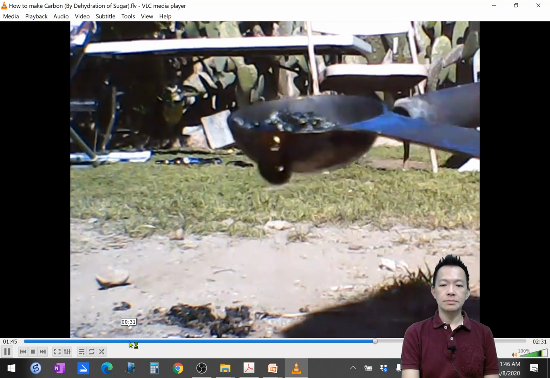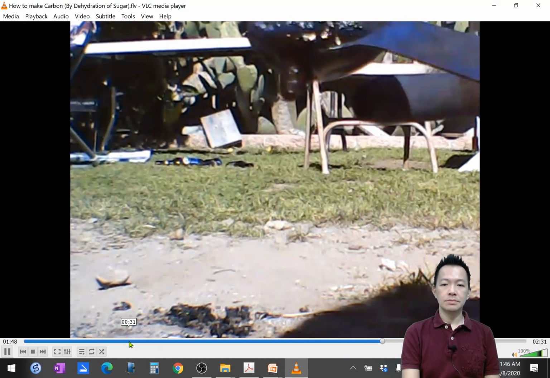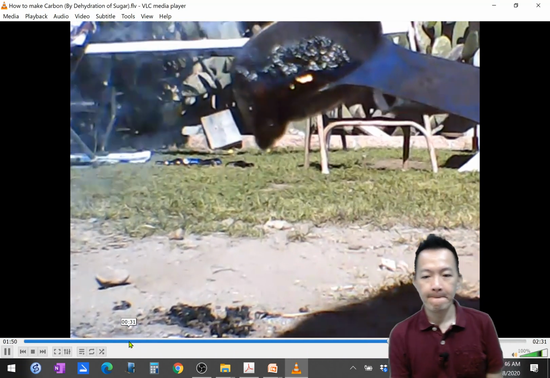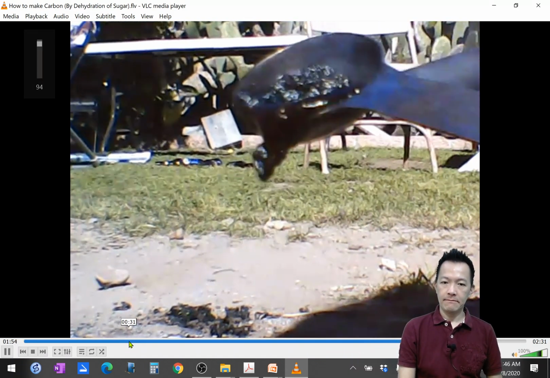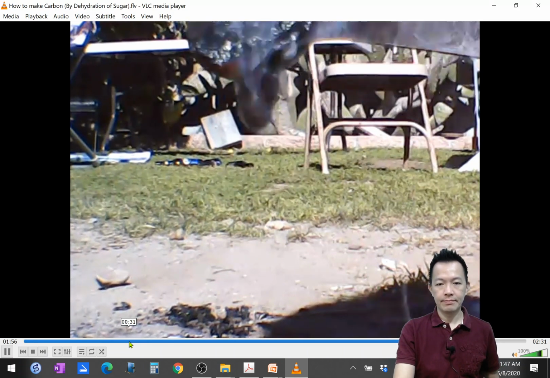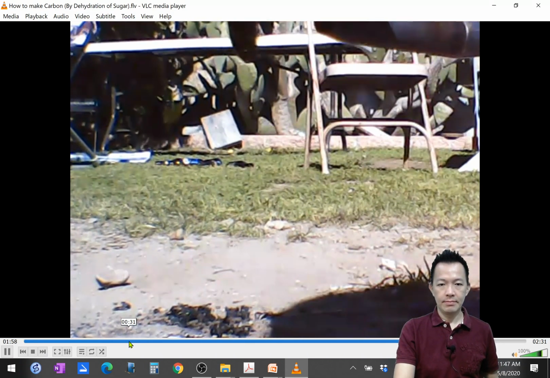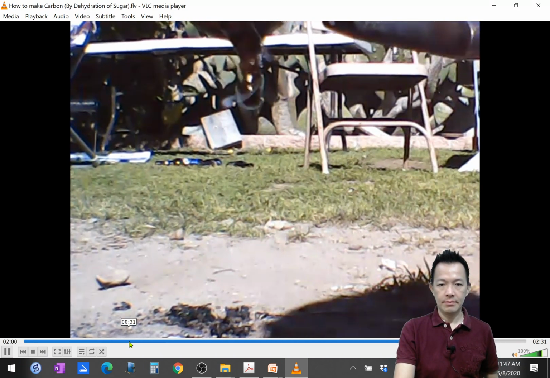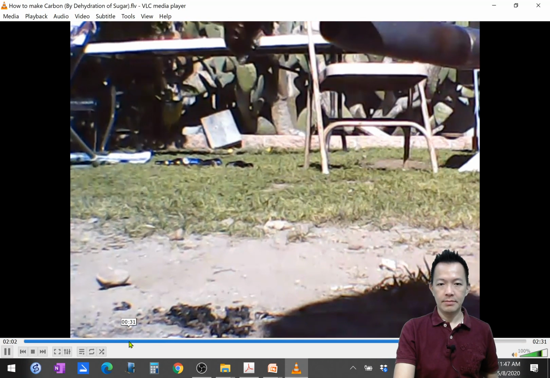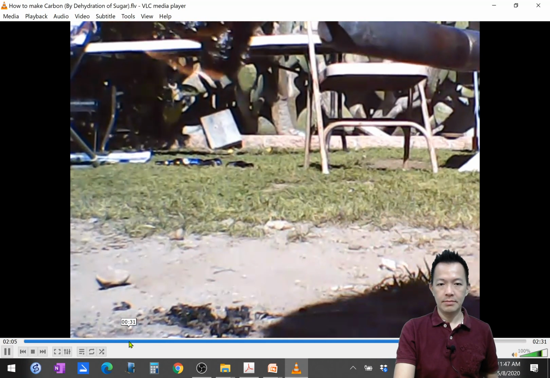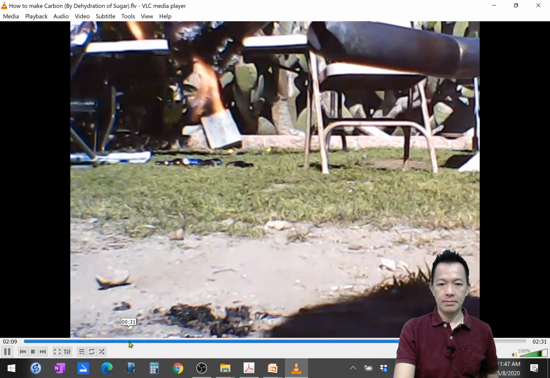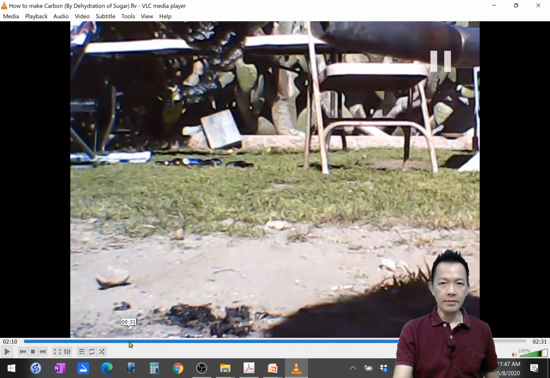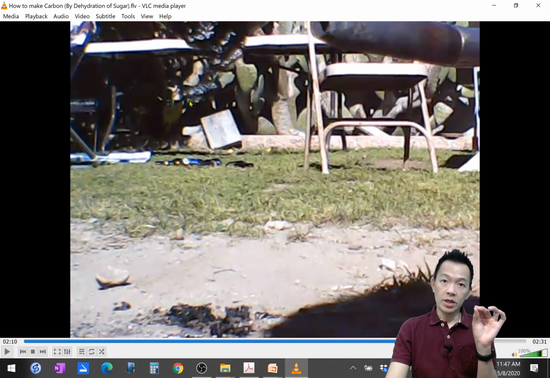And when you get it hot enough, it will combust. That's the dehydration of sugar by heat. Still has some energy in there. It looks like it's fully decomposed. Okay, so when the water separates from the carbons, you get a carbon.